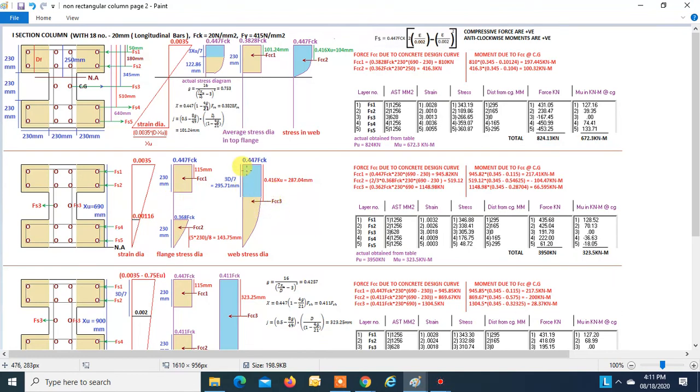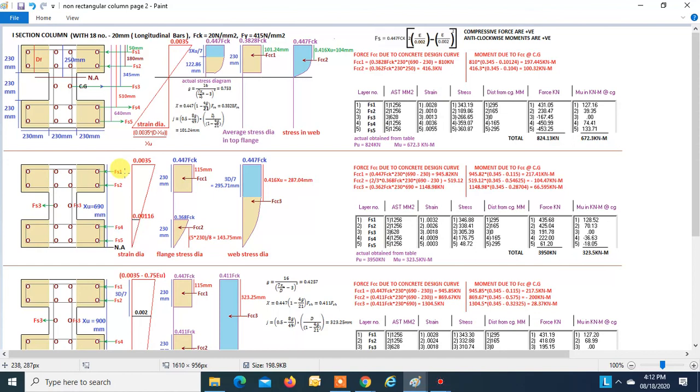Now coming to FCC3, this is the same as for the rectangular section, as we considered before. The CG of this FCC3 is 0.416 XU, that is 287.04. So FCC3 is 0.362 FCK into 230 into 690. This is 230, XU is 690. So this is how you get 1148.98. C3 is positive because now our CG is at a distance 345, and this is at 287.04, so it will give an anti-clockwise moment. So this is how we found the forces due to the concrete design curve and their moments.